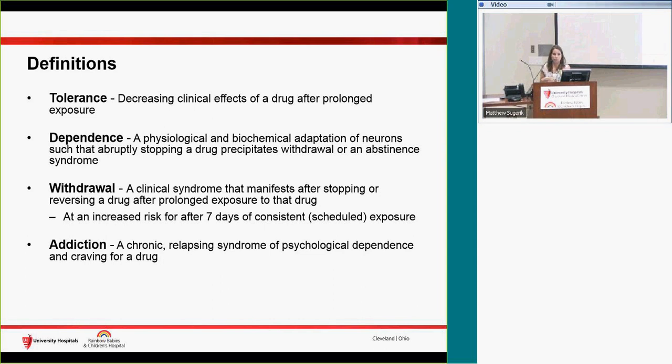I'm going to talk about some definitions just so that we understand the differences between all of these. Tolerance is when a patient gets used to having a medication, especially an opioid, for example. So a patient's been on an opioid for a prolonged period of time and that same dose isn't working as well, you'll notice that a patient needs more because they've been on the medication so long, so they've developed a tolerance. This is the physiological and biochemical adaptation of your neurons, where your body gets used to having that medication around.